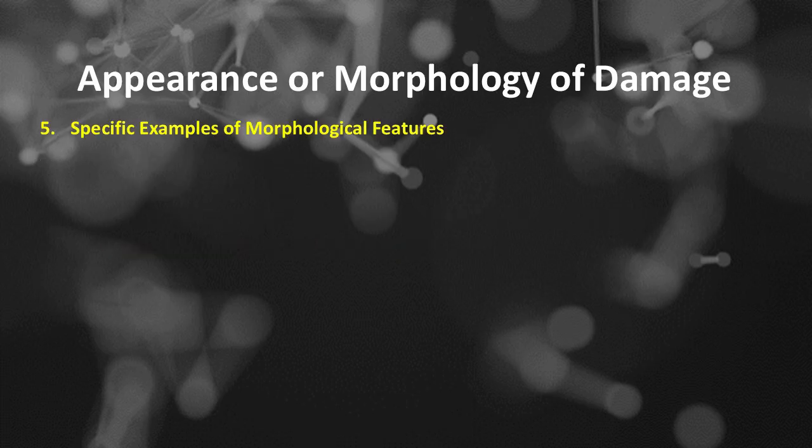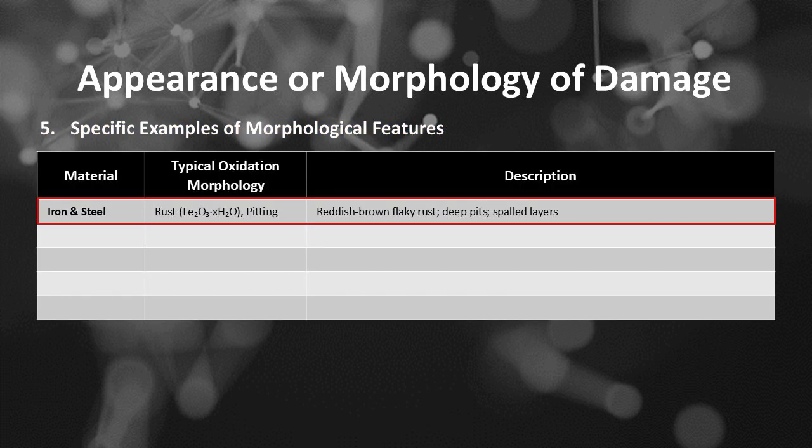Number 5 is specific examples of morphological features. If the material is iron and steel, then the typical oxidation morphology is rust, Fe2O3·xH2O, and pitting. Its description is reddish-brown flaky rust, deep pits, spalled layers.